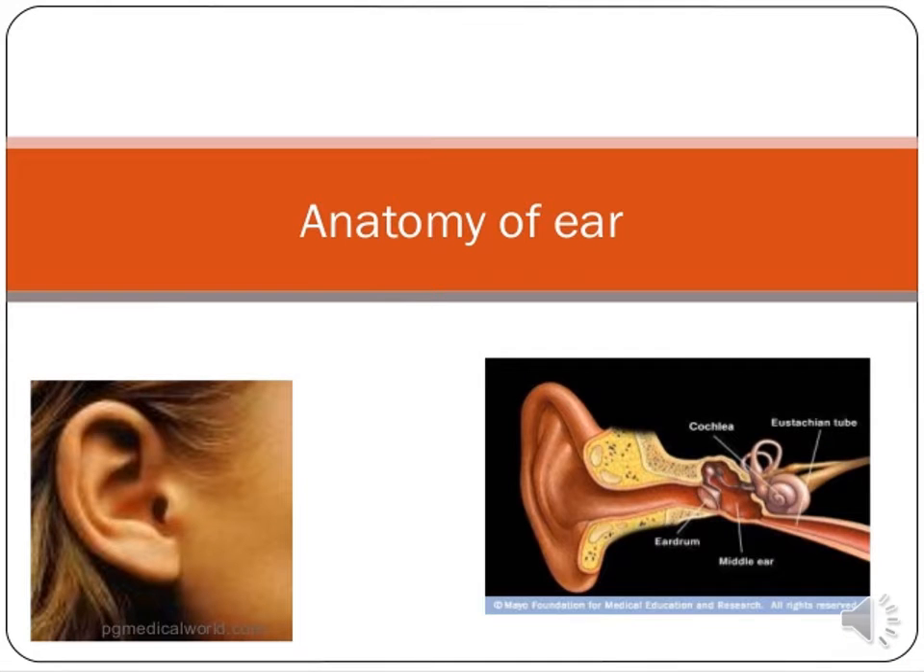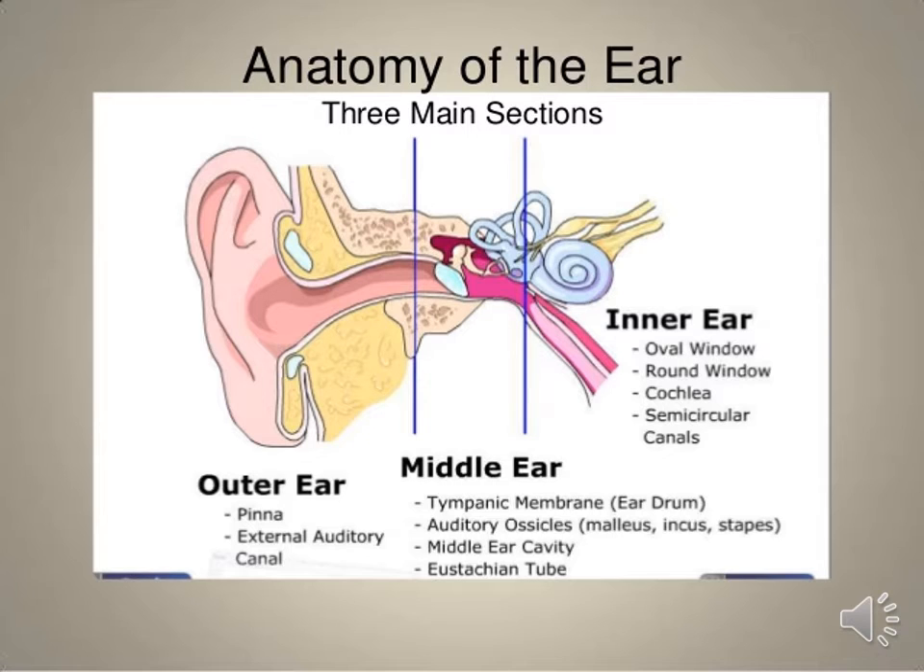The anatomy of the ear. The anatomy of the ear is divided into three parts: the outer ear, middle ear, and inner ear. The outer ear includes the auricle and external auditory canal. The middle ear includes the tympanic membrane, eardrum, and auditory ossicles, malleus and stapes, and the middle ear cavity, and the last one, the auditory tube. The inner ear includes the oval window, round window, cochlea, and semicircular canals.